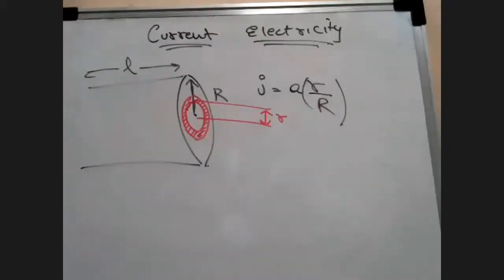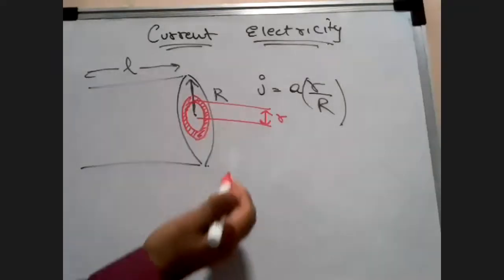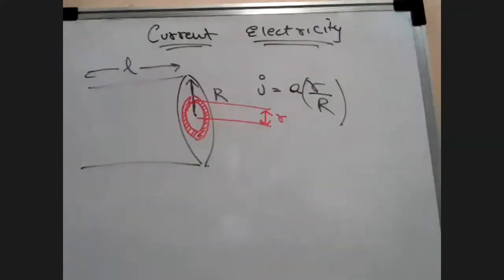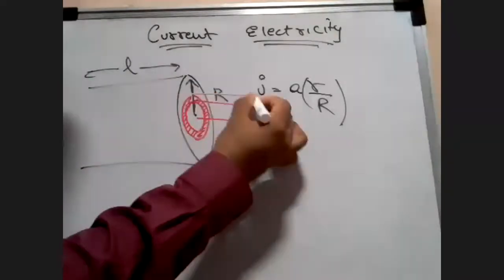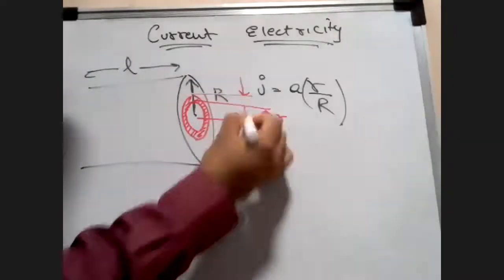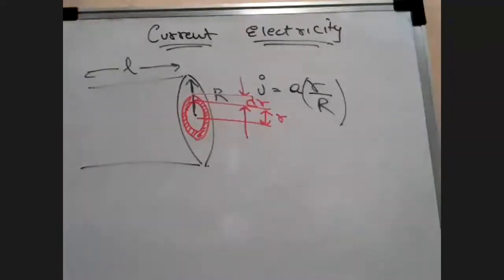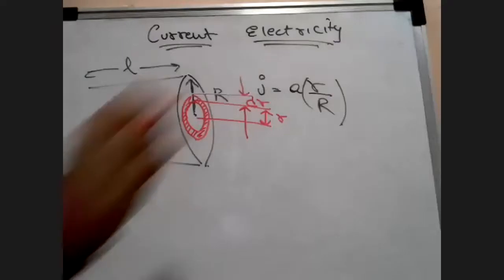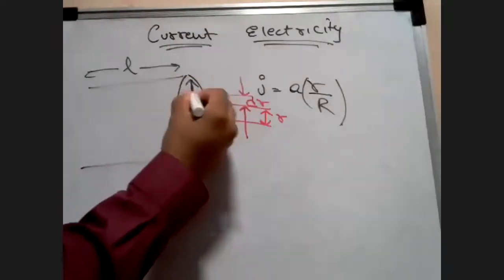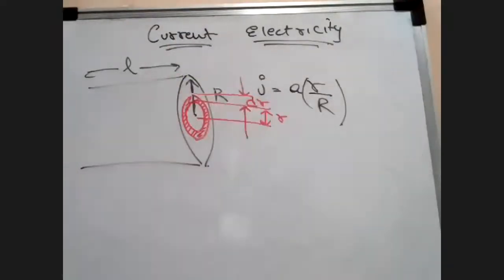Brilliant idea. So now I take the ring having a radius r, but what can I take as the thickness of that ring? Can I take it as dr? So I will take it as dr. I hope everyone is understanding. If at all not, let me know. So this ring has a certain thickness dr.